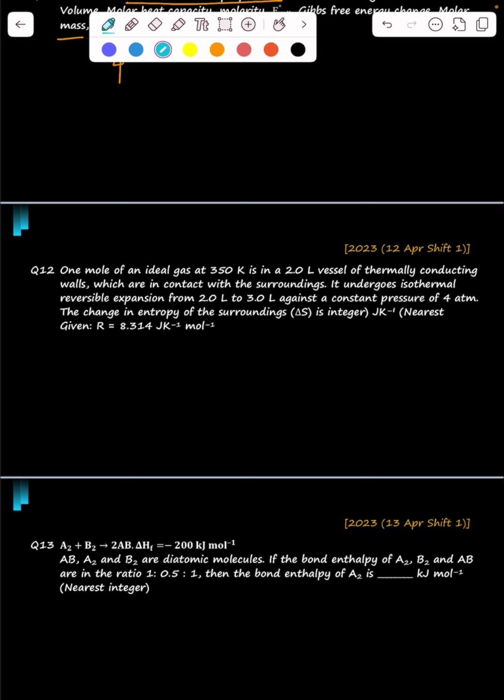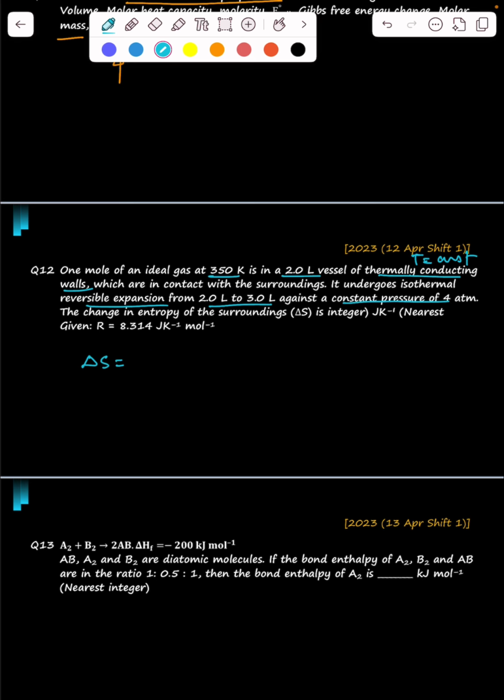Next question would be 1 mole of ideal gas. Okay, read out the question first and then we will solve. So 1 mole of ideal gas 350 and 2 liter vessel thermally conducted wall. Okay, meaning temperature is kept constant, which are in contact with the surrounding, they undergo isothermal reversible expansion 2 to 3 meter against a constant pressure 4. The change in entropy.